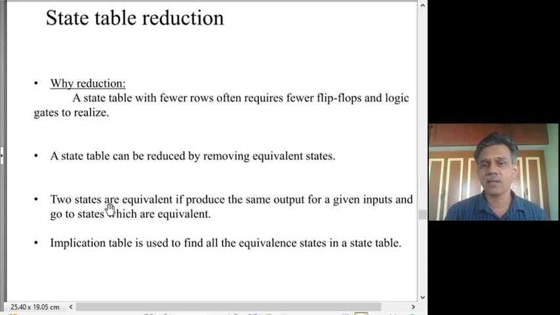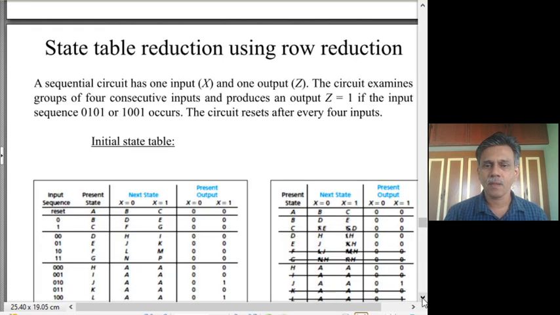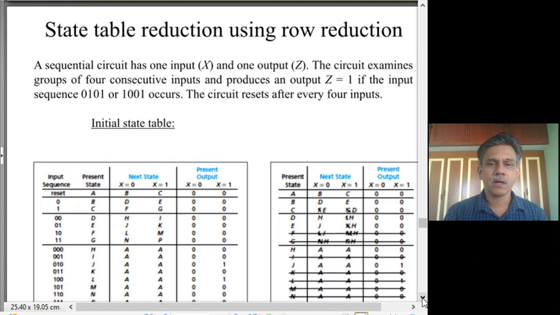And then we will discover there can be shortcomings of this simpler technique called the row reduction, and therefore we need to go for a more formal method called the implication table. In this lecture we will confine ourselves to the row reduction technique and look at the implication table based method in the next lecture.